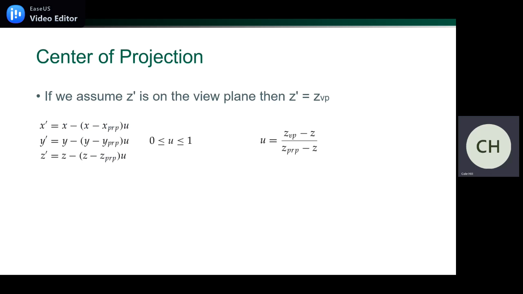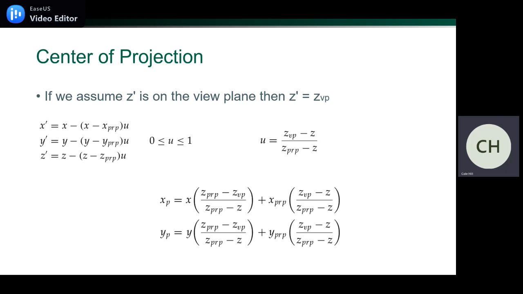Now, if we assume that z prime is on the view plane, then z prime is equal to z sub vp. And from that, we can solve for u using algebra, and we'll get u is equal to z sub vp minus z over z sub prp minus z. Plugging this into the other equations, we get this formulation for calculating x sub p and y sub p.